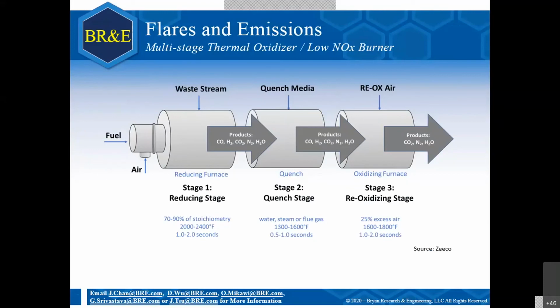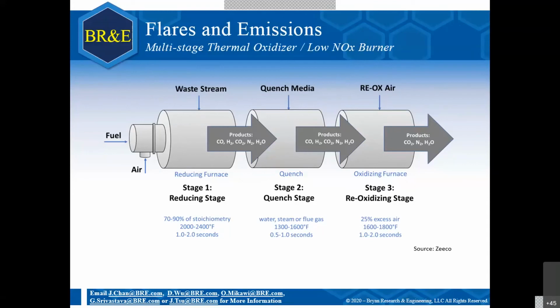In stage 2, the flue gas coming off from stage 1 is cooled by injecting water, to maintain a flue gas temperature of between 1300 and 1600 Fahrenheit. Finally, in stage 3, excess air is injected into the flue gas stream to complete the combustion process. This is used to keep the flue gas temperature below a certain limit, so that it doesn't go too high. The flue gas is then discharged into the atmosphere via the vent stack.